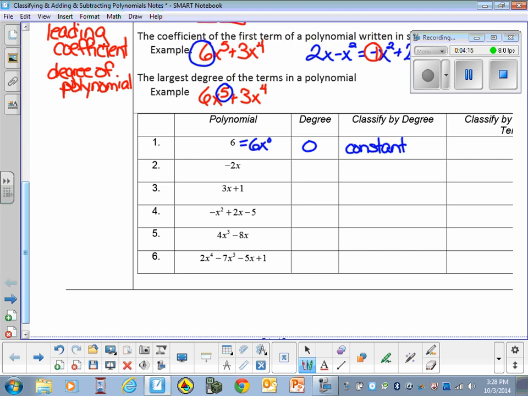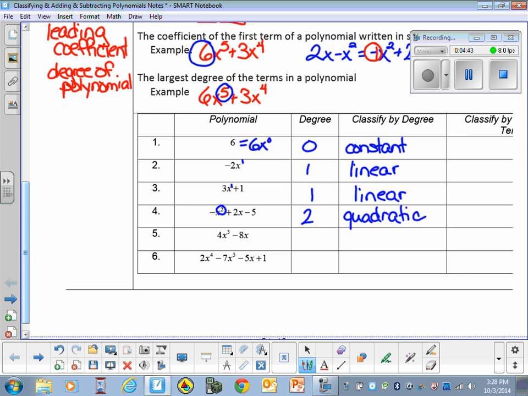Looking at this polynomial, the exponent is 1. So it's a first degree polynomial, and that means it is linear. If we graph it, we're going to get a straight line. With the next one, my exponent is 1. Again, this is linear. The next one, my largest exponent is 2. This is a quadratic.